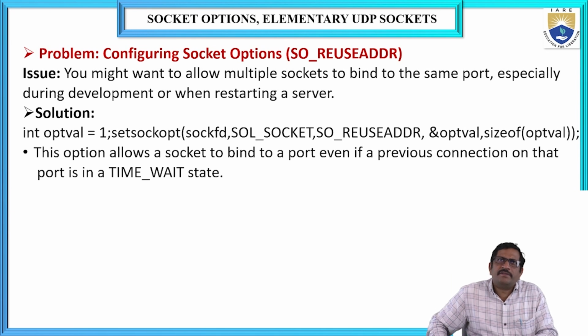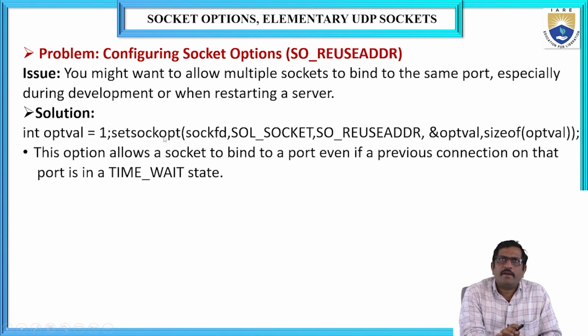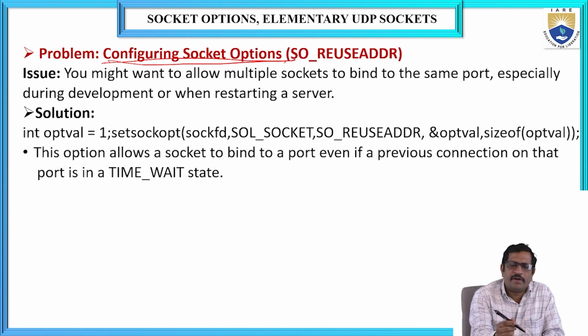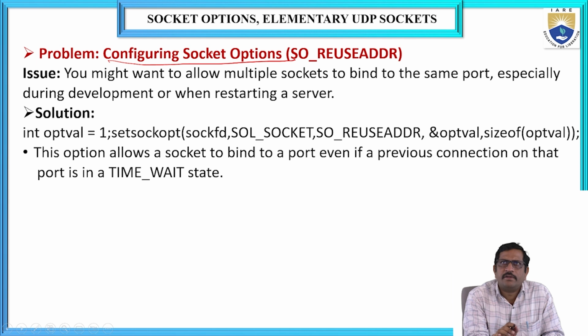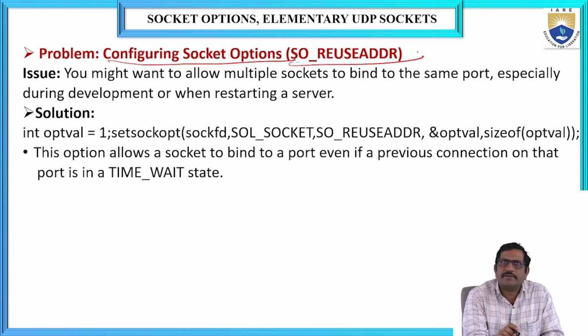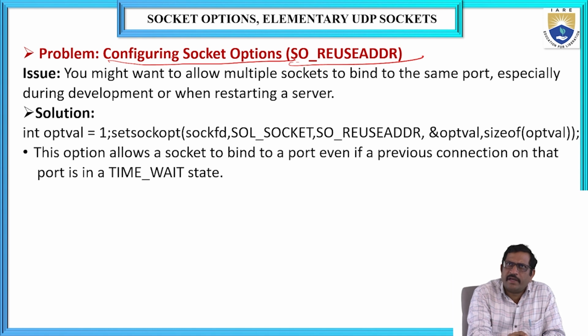The first problem in network programming is configuring socket options. Why do we have to configure the socket options? With the help of socket options, we can send or receive data. Socket reuse address can be set with the help of these socket options, which can be considered on both the client side and the server side.